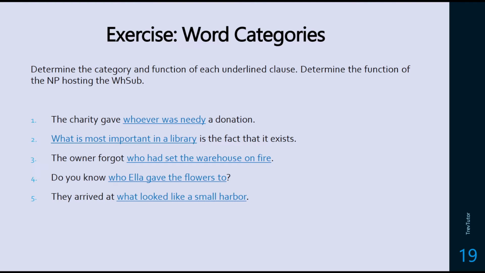So determine the category and function of each underlined clause and determine the function of the NP hosting the WH subordinator. So we want to identify the clause type and then identify what the word whoever or what or who is. So "Charity gave whoever was needy a donation." So it gave a donation to whoever was needy. So this is going to be a WH clause indirect object.